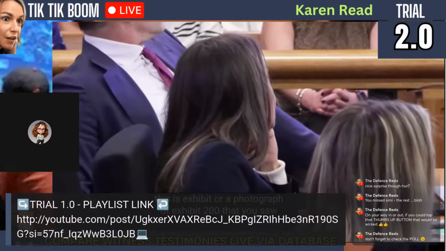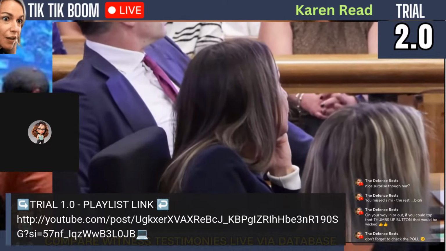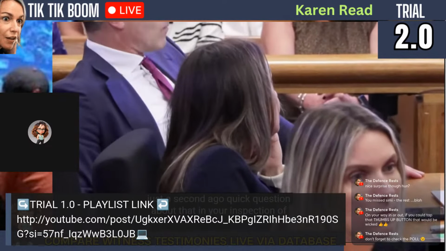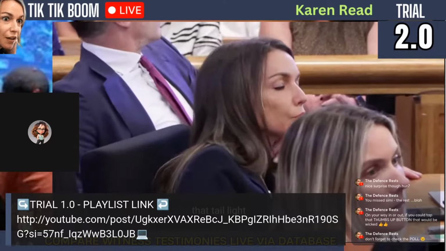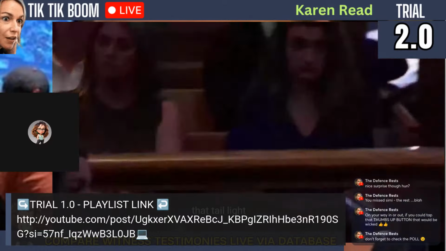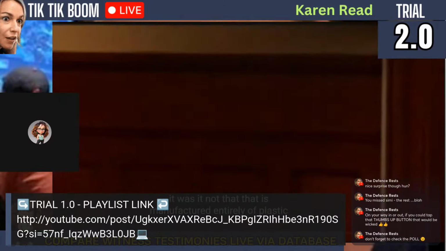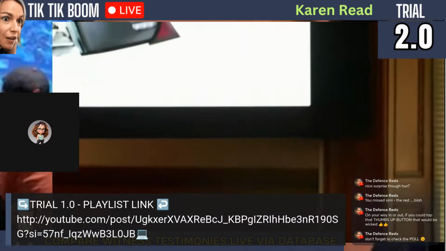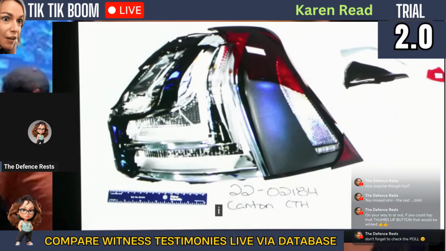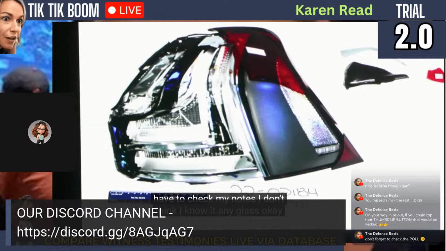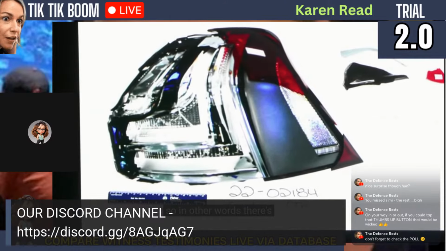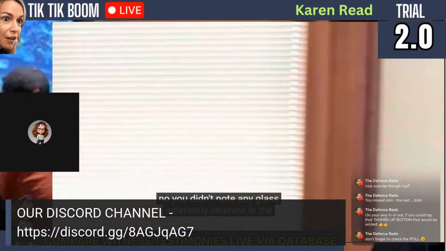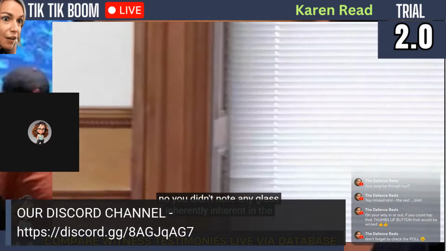This is a photograph of exhibit 200 that you saw just a second ago. Quick question about that. In your inspection of that taillight, it's true, is it not, that it is manufactured entirely of plastic or plasticine pieces? There is no glass in that taillight, correct? I have to check my notes. I don't think I noted any glass. Okay. So in other words, you didn't note any glass inherent in the manufacture of that taillight. It's basically plastic.